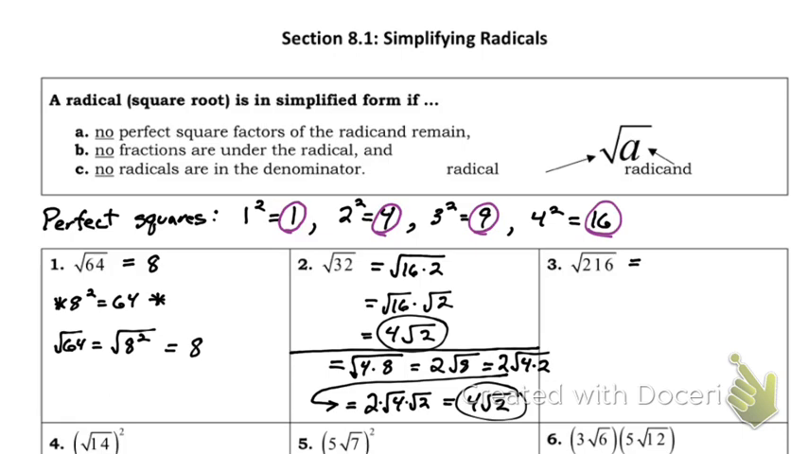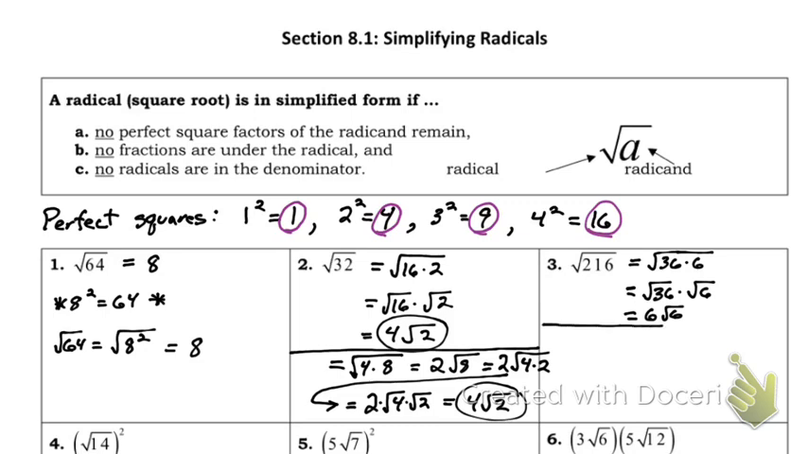Who thinks they have the biggest perfect square that goes into it? Labib. 9? I think there's one bigger. 9 would work? Yeah. 36 actually goes into 216. So you could think of this as the square root of 36 times 6, which would just equal the square root of 36 times the square root of 6, which is just going to equal 6 square root of 6.